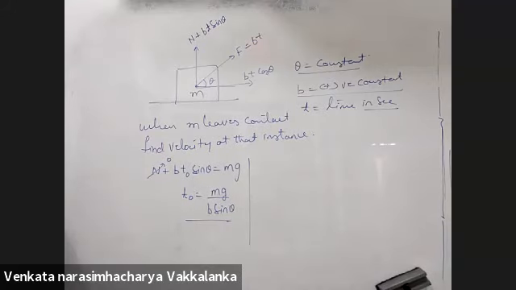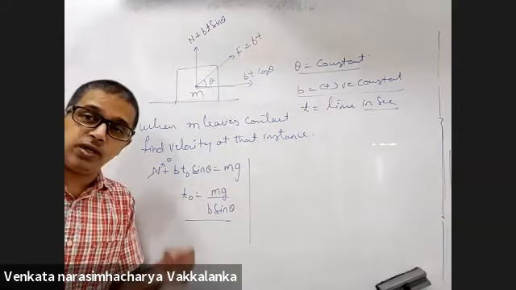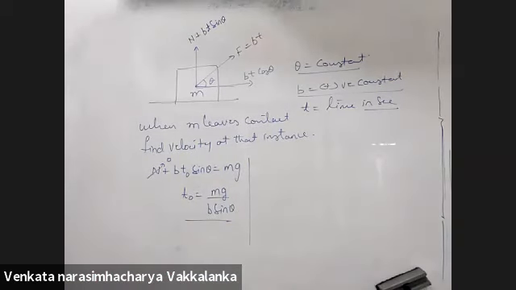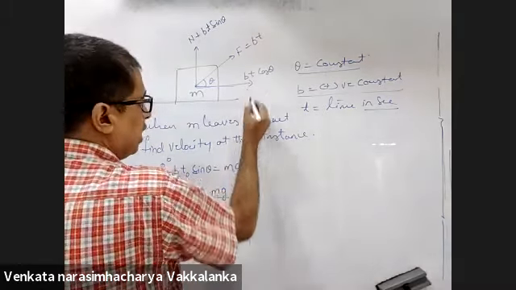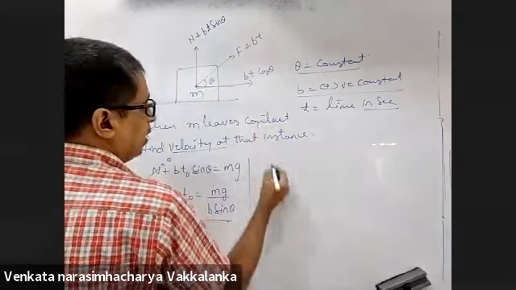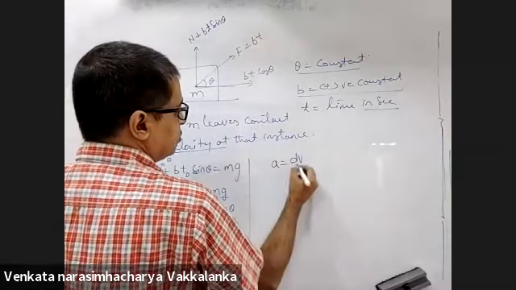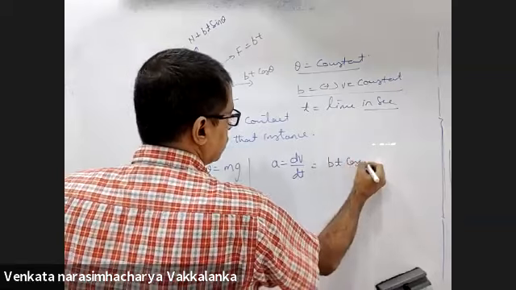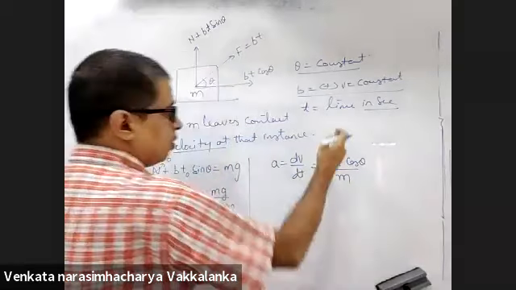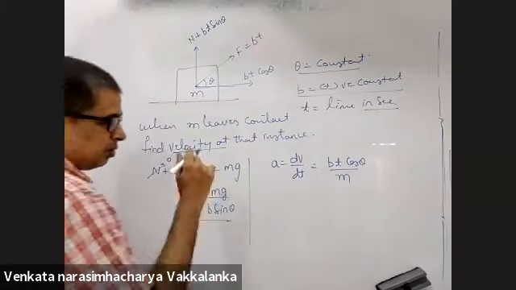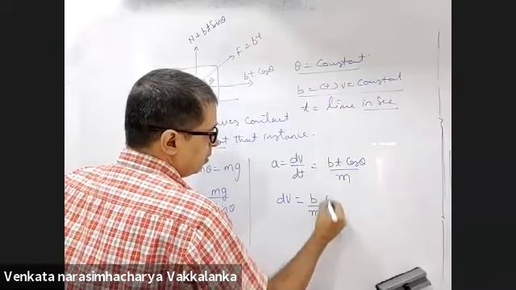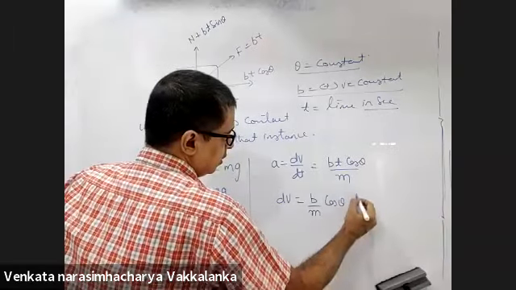Why are you so keen on the normal force becoming zero? It is that instant at which small m leaves contact with the ground. Now, you are asking me what is the velocity acquired. Acceleration is dv by dt in the horizontal direction: Bt cos theta divided by mass. So dv is equal to B by m cos theta t dt.